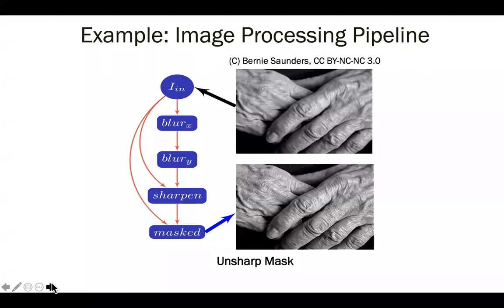Sharpen is a point-wise stage, and it reads two input streams, two FIFOs, and combines them and generates one output stream. And masked is again another point-wise stage, which reads two input streams and generates one output stream. So finally, when you stream the image you are seeing on the top right-hand side through this image processing kernel, we see the sharpened image at the bottom.